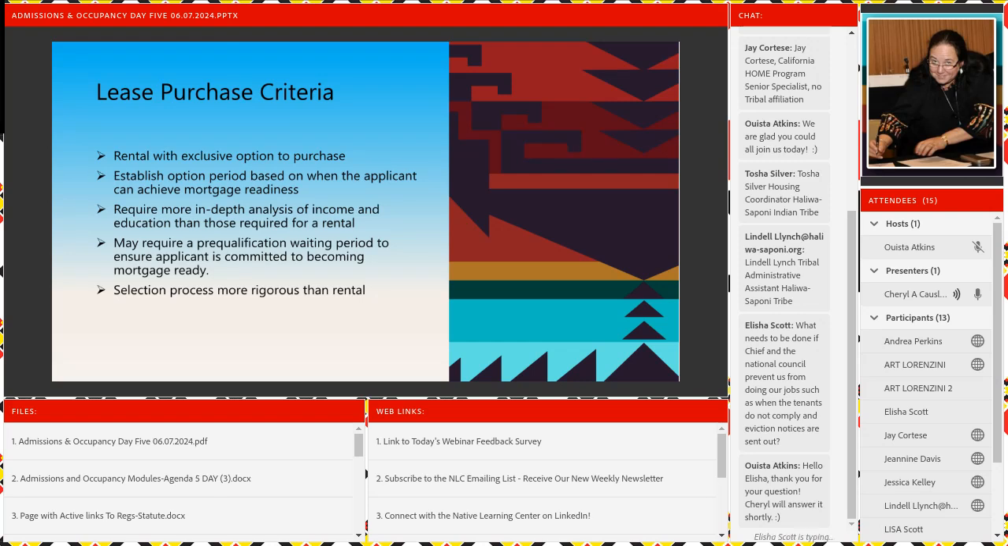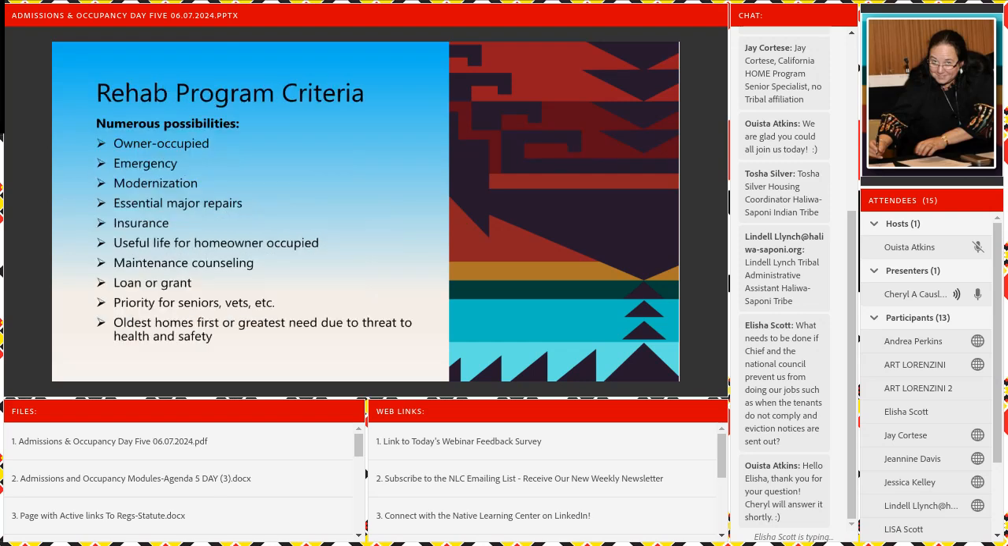Your selection process is definitely more rigorous than your selection for rental participants. So, rehab program criteria. There's numerous possibilities. It depends on how you design your program. If you're doing that, Google it. Go to your conventions, go to your housing association meetings, find out from your peers.